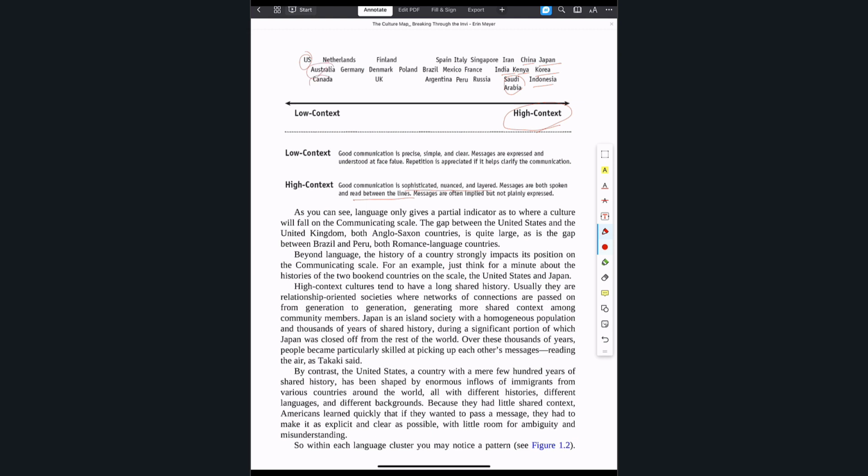US, Australia, Canada, right? So, because of the long shared history, you can expect that they would have developed a way of communicating that people within the culture can easily understand. They have that shared history.